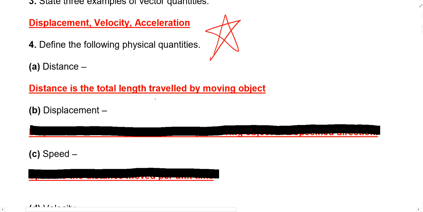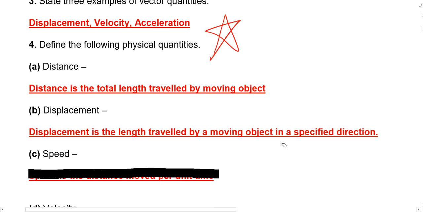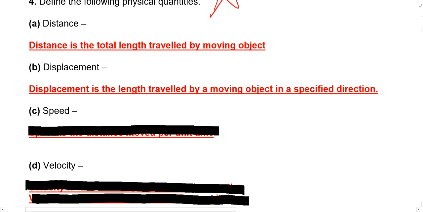Next one, you need to know point number 4. You need to be able to define all of them accurately during their exams. So this is a very important question. Distance: total length traveled. Displacement: length traveled in a specified direction.